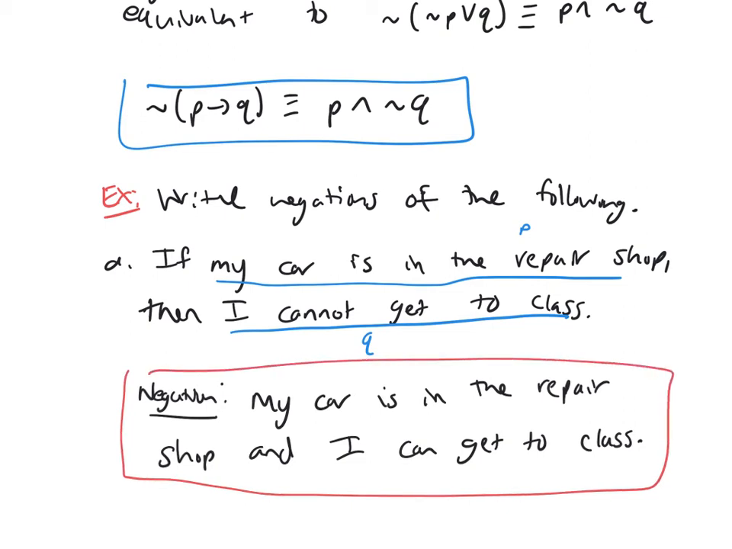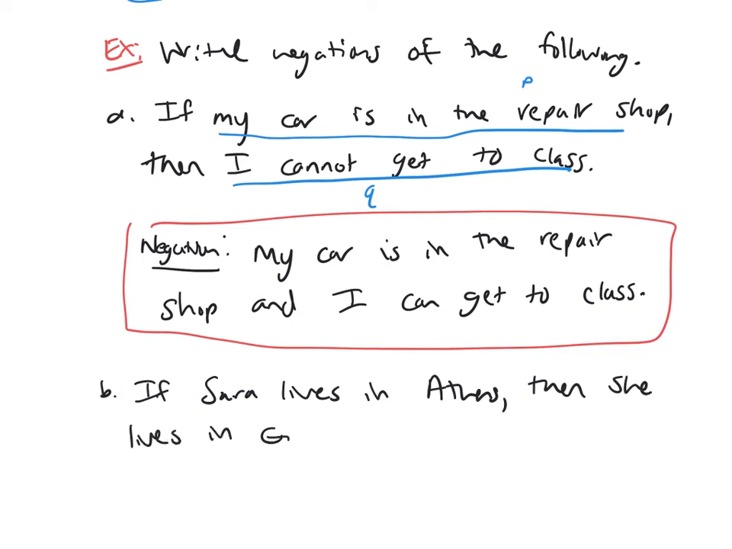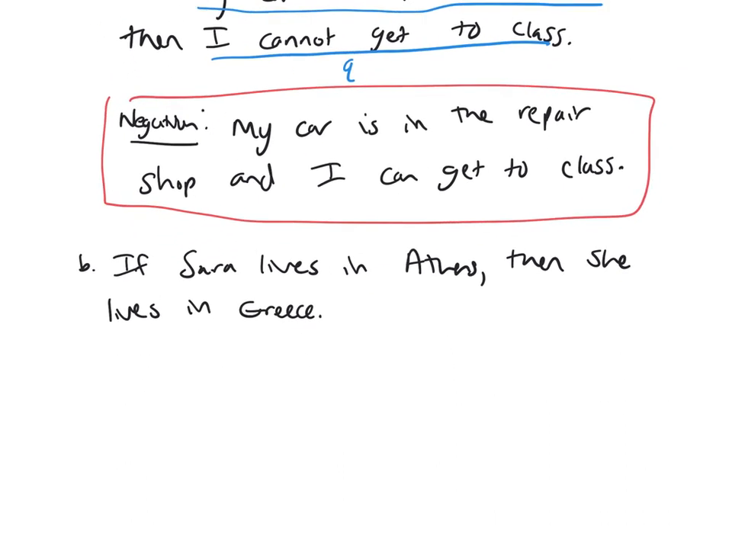Let's look at one more of these. So part B, if Sarah lives in Athens, then she lives in Greece. So what would the negation be here?